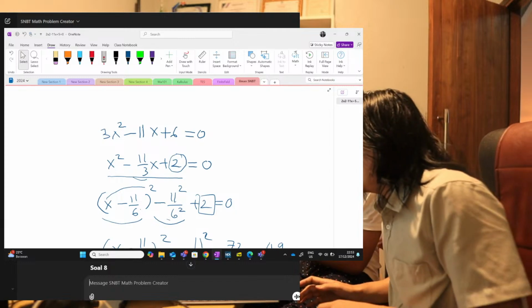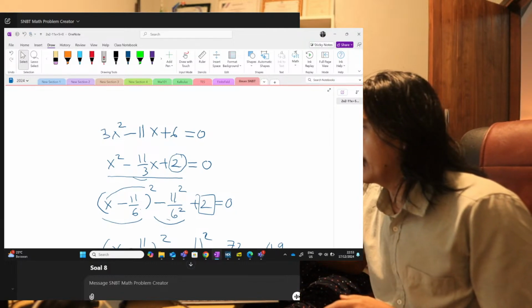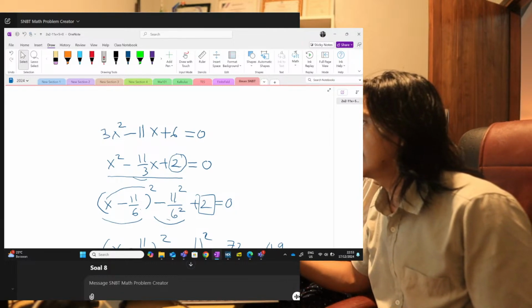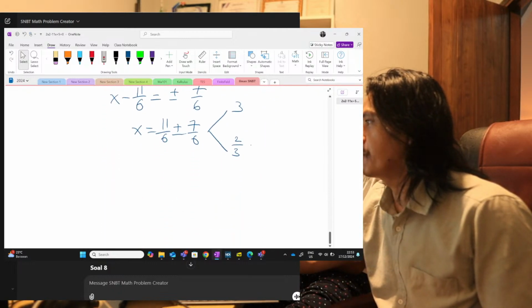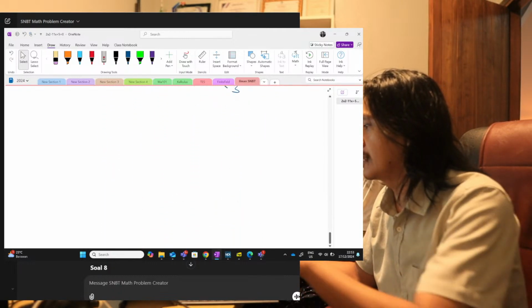Okay, we need 7 minutes. Okay, just try. Just practice the one that we just did. This method, the method of completing the square. That's what it's called.